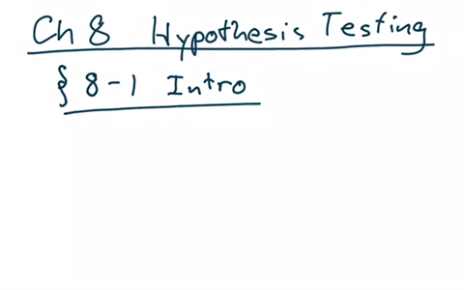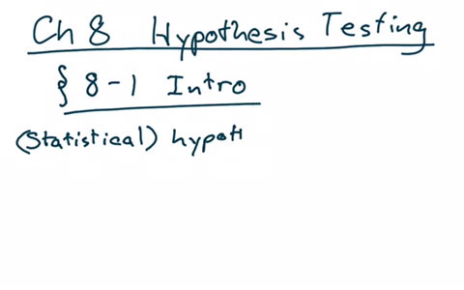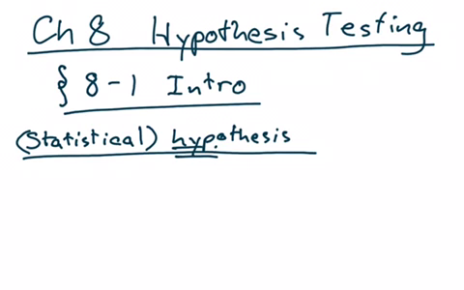So our introduction is, first of all, what do we mean by a hypothesis? This is statistics, so here it's a statistical hypothesis. In the future, we'll probably just abbreviate this as HYP. A statistical hypothesis is a conjecture about a population parameter.